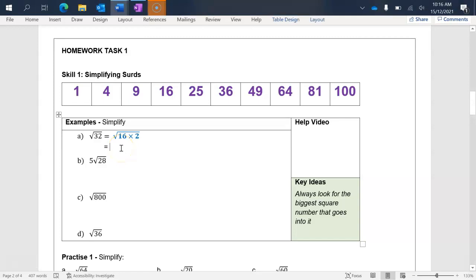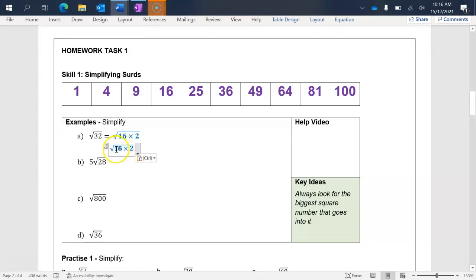Now I know I can square root the 16, so I'm going to remove the 16 out of the square root and put a 4 at the front. Okay, we'll leave the 2 as is.